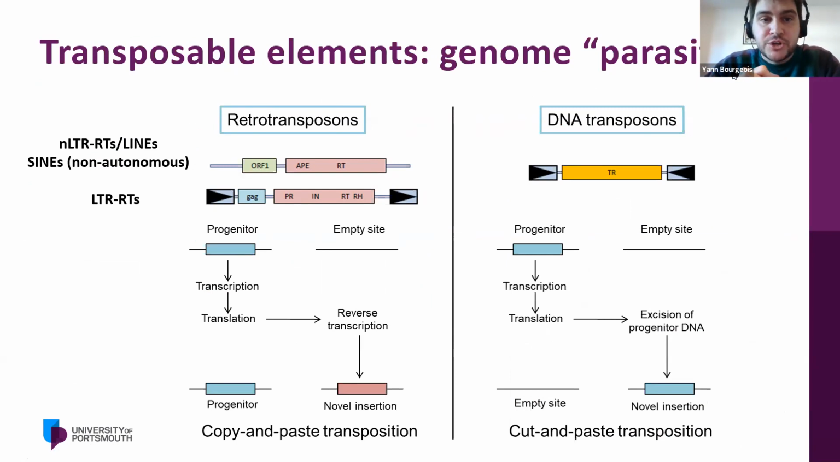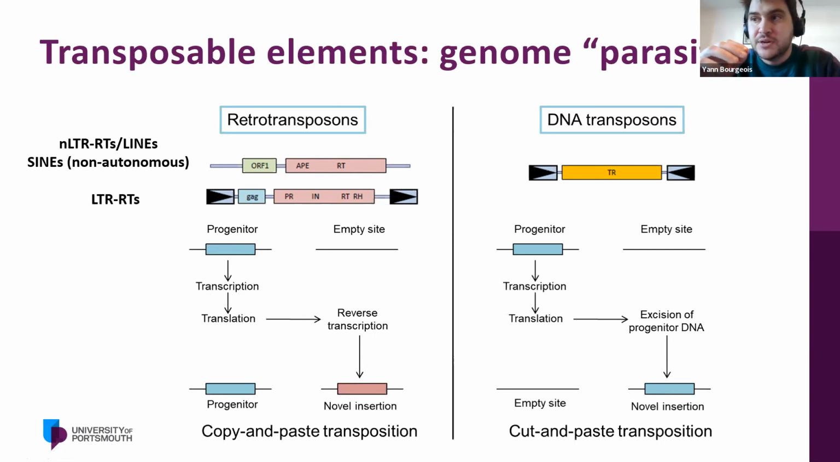Usually, they are divided into two main categories, which consist in retrotransposons, which use an RNA intermediate, and DNA transposons. So the way retrotransposons work, you have a progenitor that contains all the elements that are needed for its replication. So this progenitor is going to be transcribed. So you have RNA. This RNA itself will be translated, so it will produce all the proteins such as transposases that are necessary for the element to then be reverse transcribed and inserted somewhere else in the genome. So it's a copy and paste mechanism.